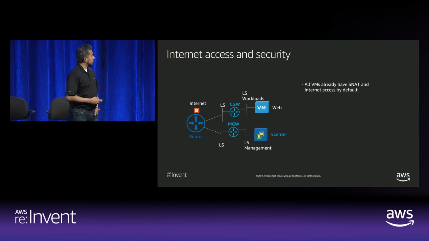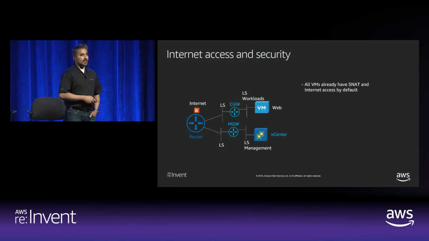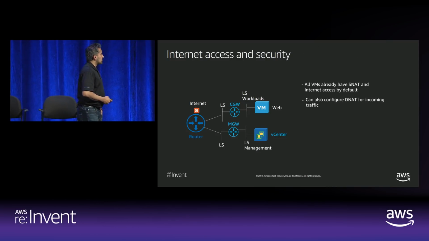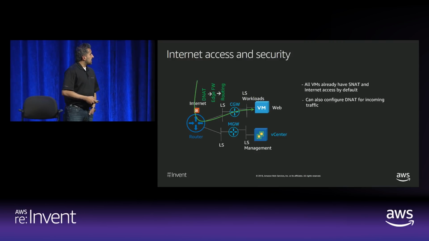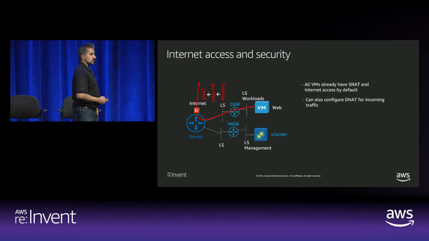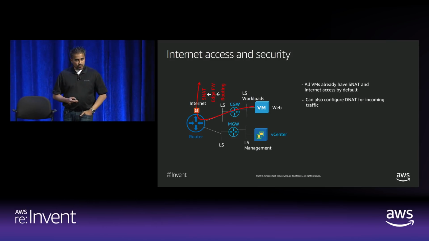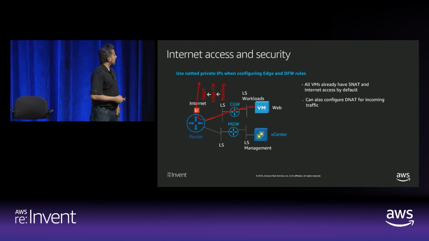Now, you may also have web servers sitting behind this CGW where you want to give access to external clients, right? You can also do DNAT. You can configure DNAT for incoming traffic. A couple things to keep in mind here. When the traffic comes in, it hits DNAT, edge firewall, and then the routing happens. And same path, reverse, right? So because of this, you have to keep in mind when you're putting in security policies, edge firewall rules, DFW firewall rules, you want to use the NATed private IP addresses, okay?